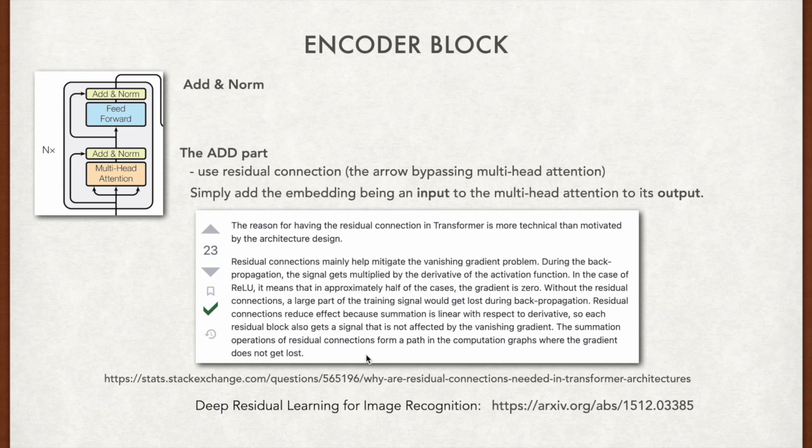In the case of ReLU, it means that in approximately half of the cases, the gradient is zero. Without the residual connections, a large part of the training signal would get lost during backpropagation. Residual connections reduce this effect because summation is linear with respect to the derivative. So each residual block also gets a signal that is not affected by the vanishing gradient. The summation operation of residual connections forms a path in the computation graph where the gradient does not get lost.